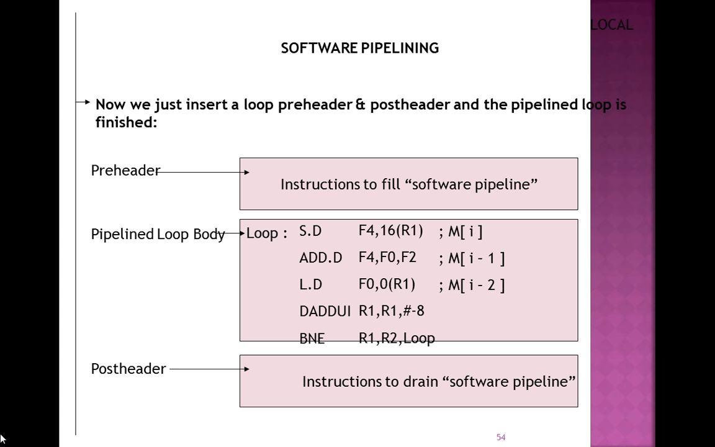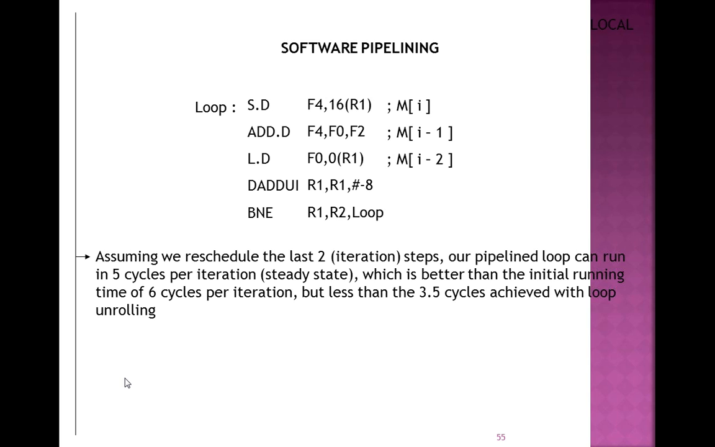Then there is a branching. Branching contains three parts, R1, R2, and looping. Again there is a post-header, that is instructions to drain the software pipeline. This is the looping part: SD, ADD, LD, DADDUI, branching.